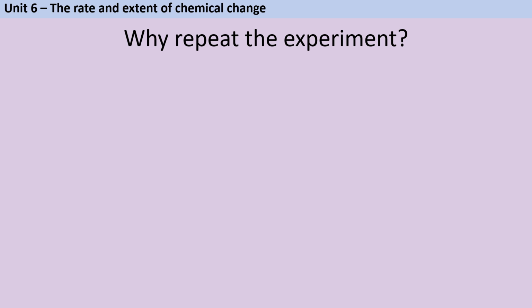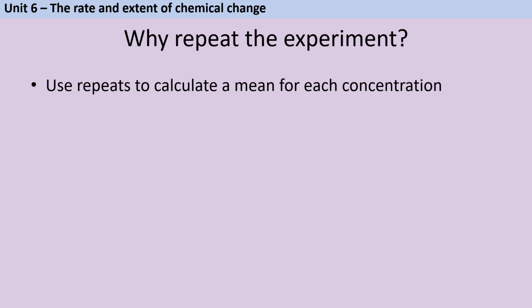Once you've completed the investigation for each of your 5 concentrations, it's normal to then repeat the investigation twice more so that you have 3 sets of data per concentration. But why do we do this? Those pieces of data can be used to calculate a mean for each concentration. Remember, when you're describing a required practical or something like that, you get credit for saying repeat the investigation and calculate a mean. You don't get credit for just saying repeat it.